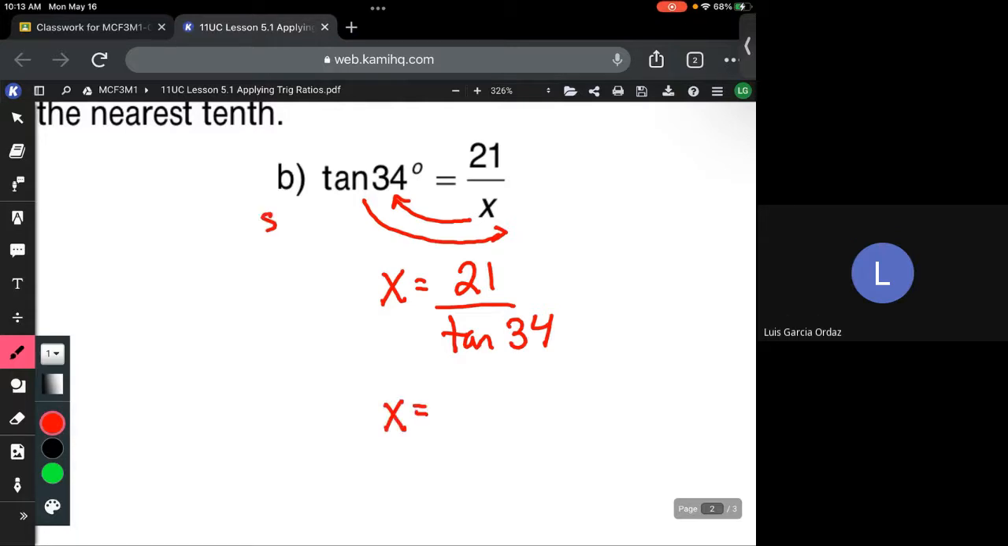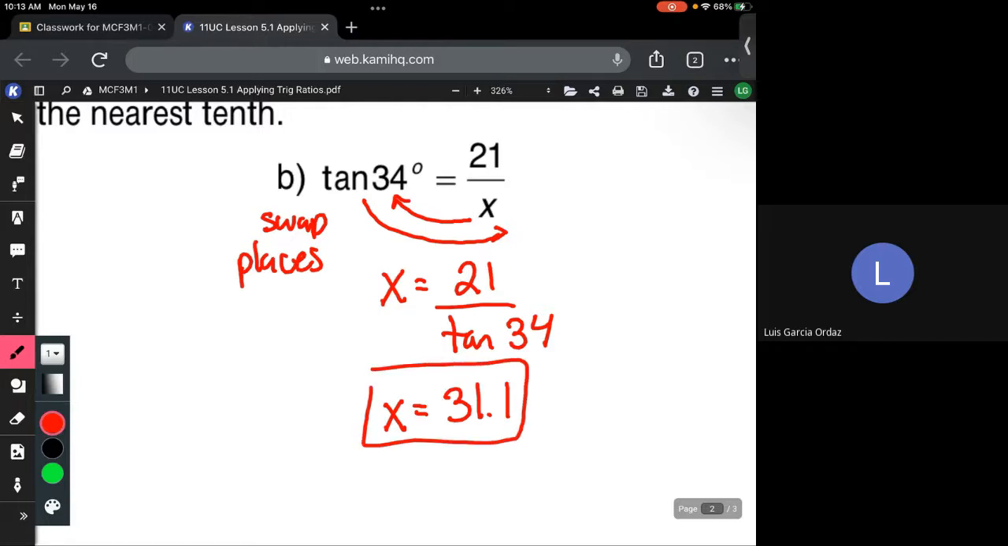And this changed because the 21 was on top. Yep. 31.1? So Cynthia, yours would be 21 divided by tan 34. Yeah, I did that and I got 0.67. Are you on the right one? Are you on rad? No, she's on degrees.